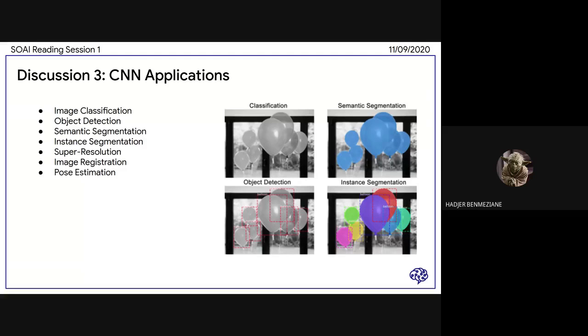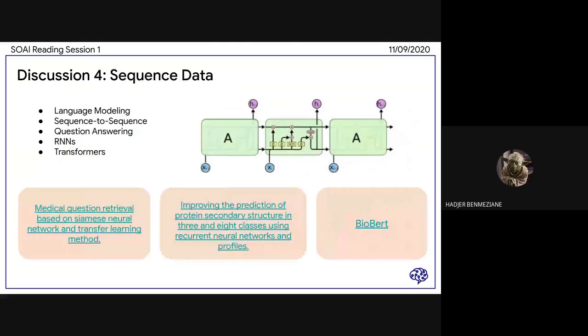And now we're going to make the fourth discussion. I know that in the paper they are talking about graph neural networks first. So if you want to discuss graph neural networks, go ahead. Or if you have a question about the CNN applications.